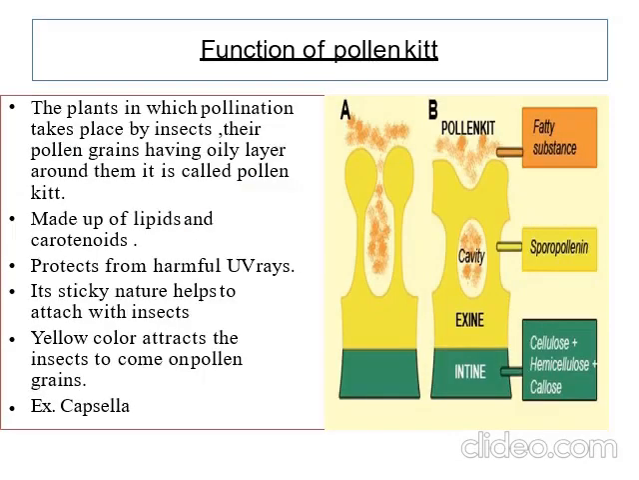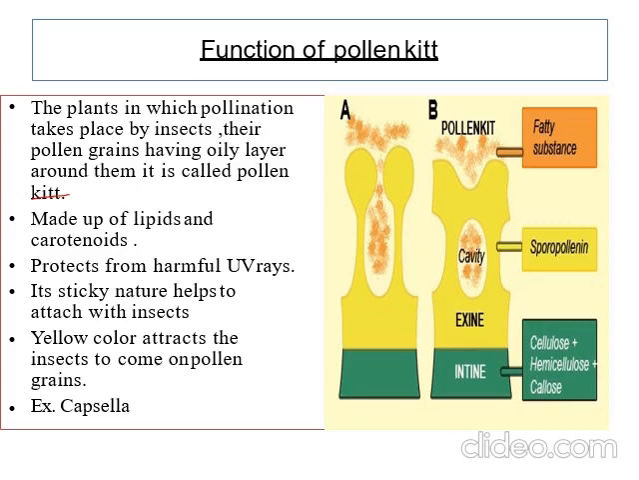Pollen kit formation also takes place in some plant species. What is the significance of this pollen kit? We'll have to study only this much about it. First of all, in plants in which pollination takes place by insects, their pollen grains have an oily layer around them, and it is called pollen kit.